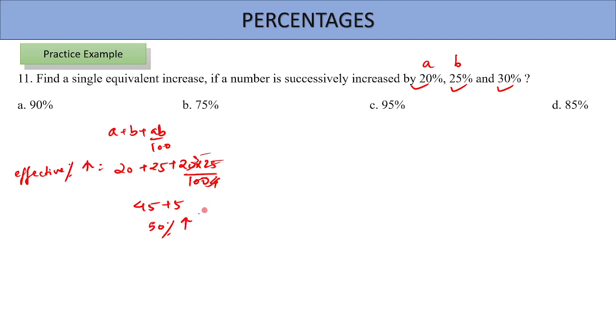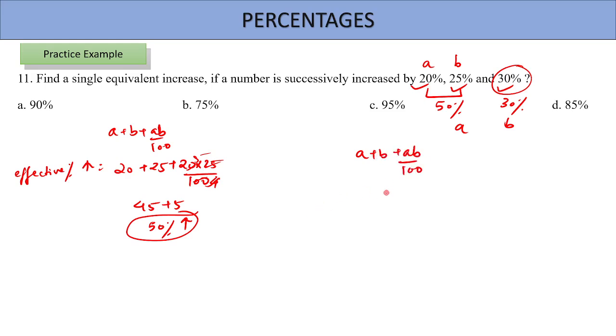Now we have two things over here. We have 50 percentage and we have another 30 percentage. From these two numbers I am getting 50 percentage and I have one additional 30 percentage. Now consider this as your A and this as your B and apply the same formula. A plus B plus AB by 100, which is 50 plus 30 plus 50 into 30 by 100. So this 0 will go, 80 plus 15, which is 95 percentage of effective increase.